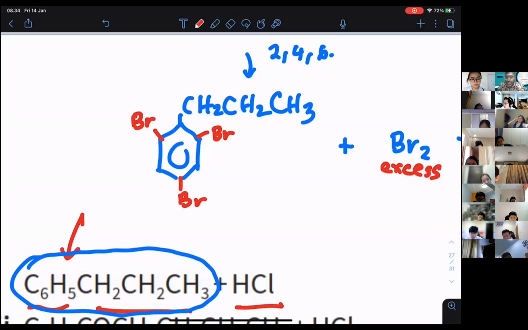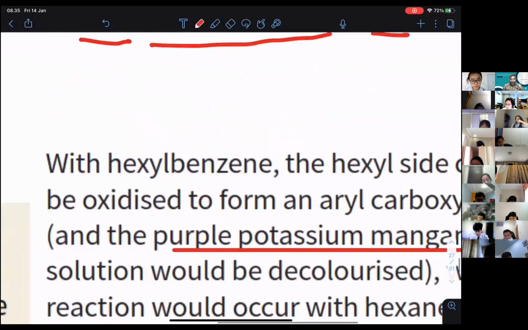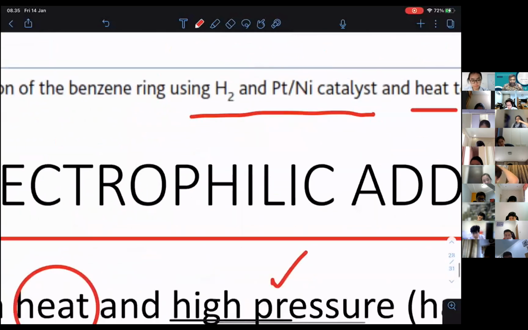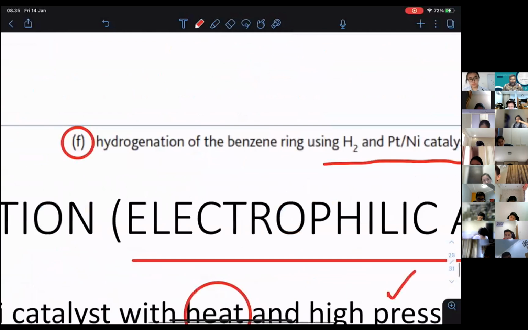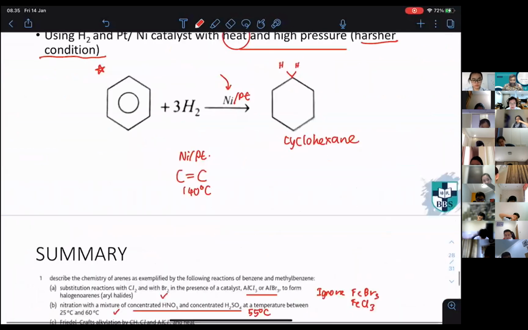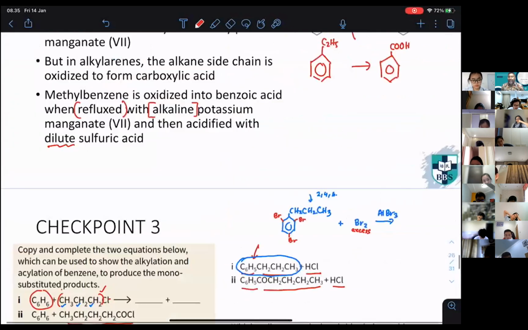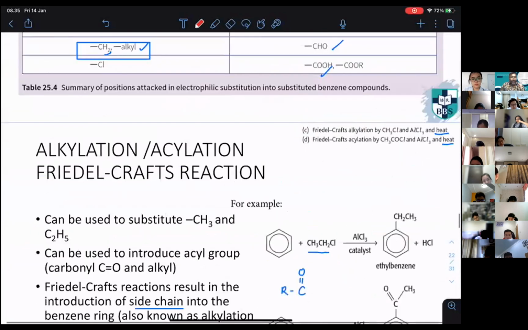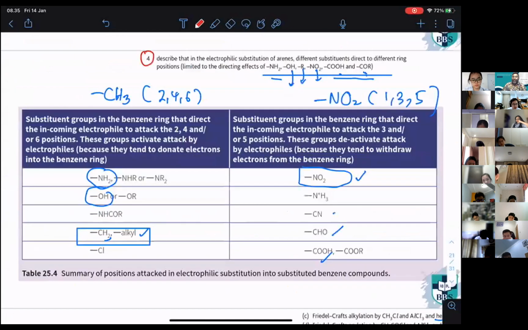In order to understand that, you need to know whether it's 2,4,6 directing or not. So you need to follow that part of the syllabus, which was made easier with the table. You can see the table over there, though it's a bit laggy in the morning.